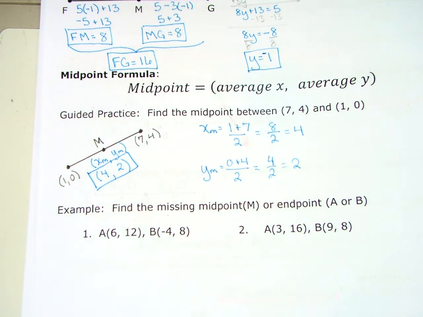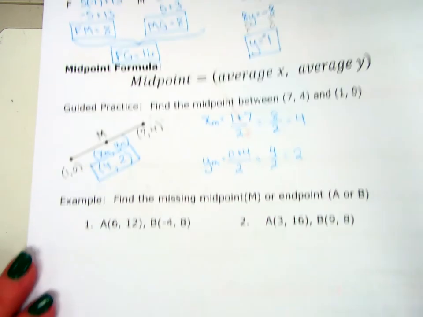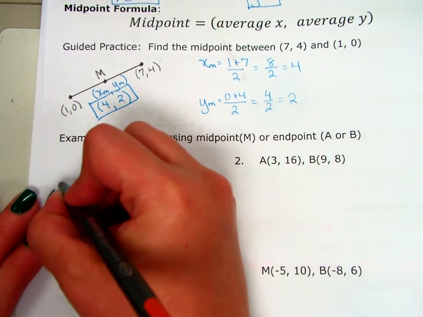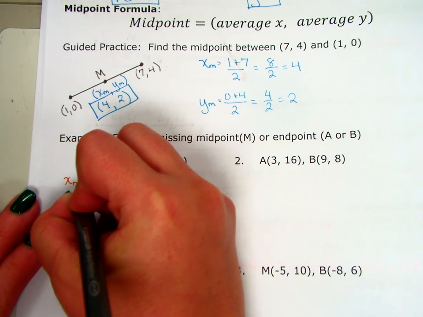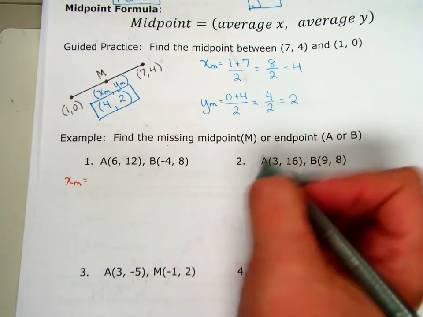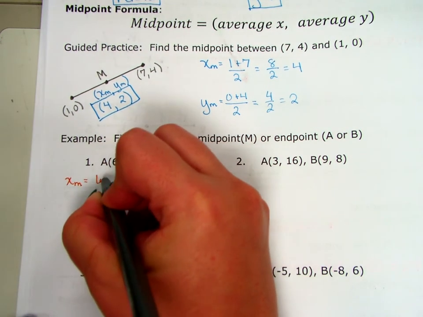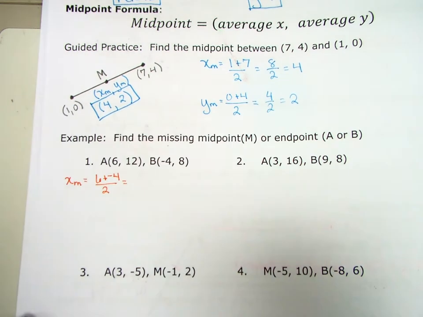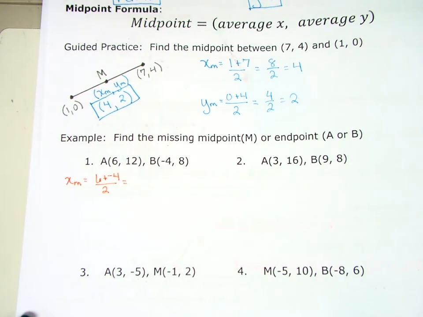Alright, so now when we do the next one, I'm going to follow the same process. My x for the midpoint, I'm going to average my two x's together. What are my two x's? 6 and negative 4. 6 and negative 4 divided by 2. What's 6 plus a negative 4? 2. 2, and 2 divided by 2 is? 1.